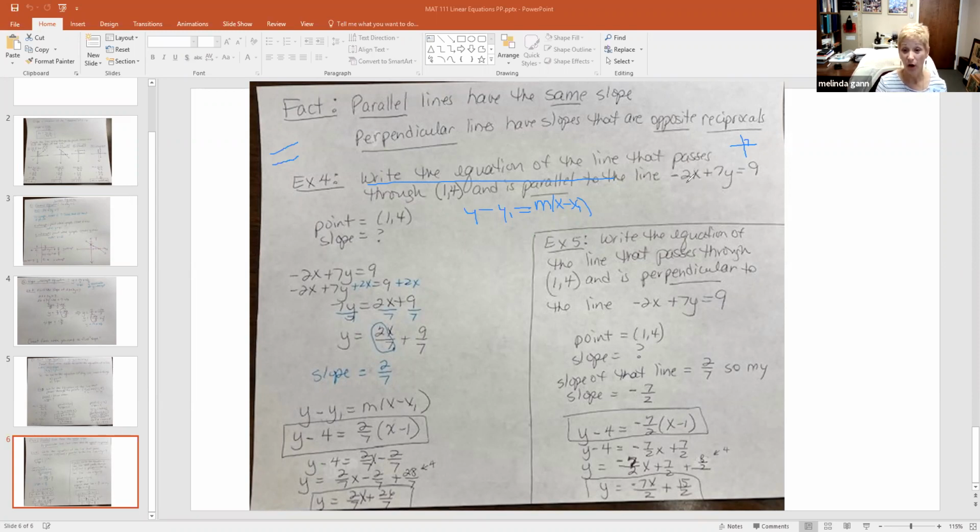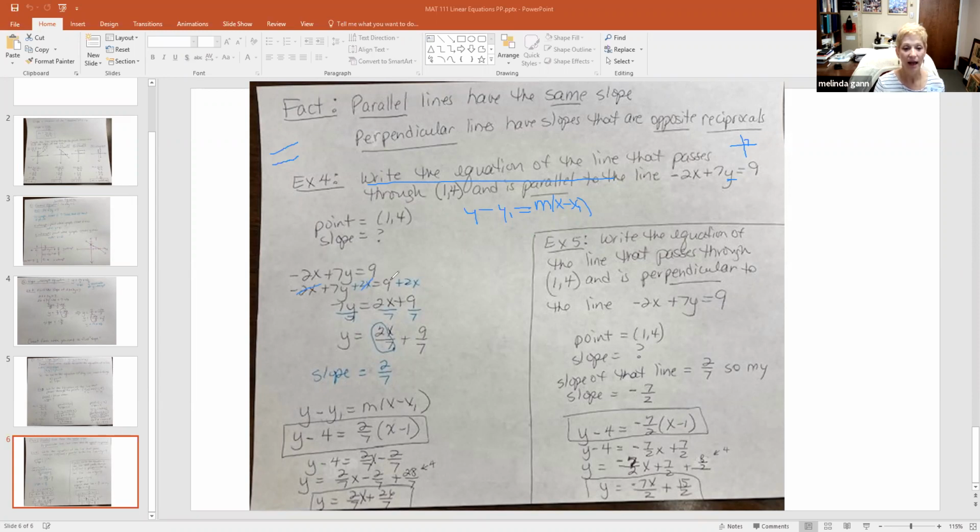Well, remember what we talked about a minute ago. If you want to know what the slope is, the easiest way is to get this y by itself, and then your slope is sitting in front of your x. So that's what I did. I decided I was going to isolate this y. So I've got to get rid of this -2x. Well, how do you get rid of a -2x? Don't you have to add 2x to both sides? Well, those 2x's go out and leave me 7y.